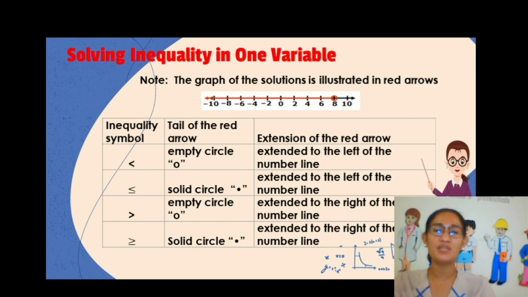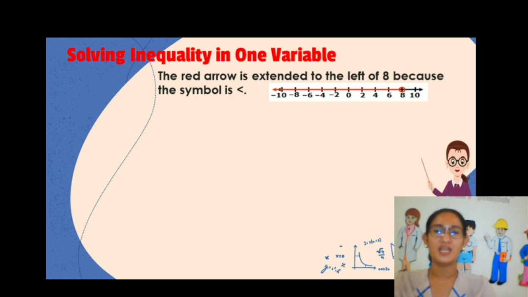Next, the inequality symbol is greater than. If the tail of the red arrow is an empty circle, it means that the red arrow is extended to the right of the number line. And if the inequality symbol is greater than or equal to, the tail of the red arrow is a solid circle, which is extended to the right of the number line. The red arrow is extended to the left of 8 because the symbol is less than.